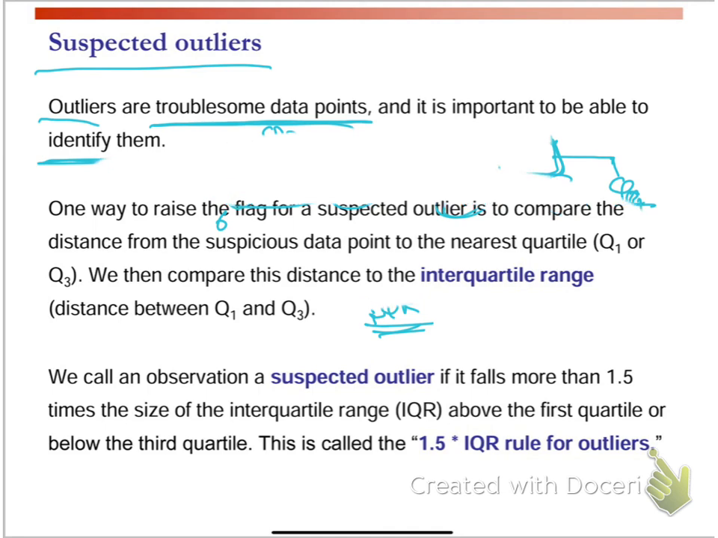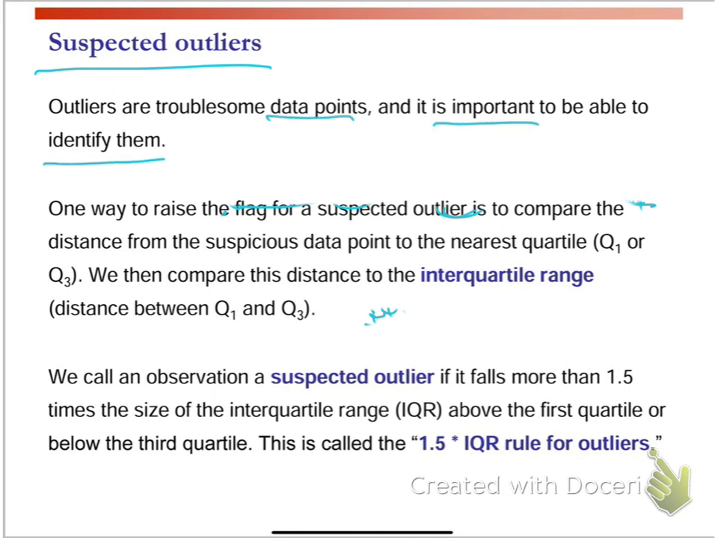Okay, so let us read the slide. The outliers are troublesome data points, and it's important that we are able to identify them. One way is to raise a flag for a suspected outlier. If we find it, we have to identify it. We should not entertain or accept it, because it may be a mistake or an error in our experiment, okay.